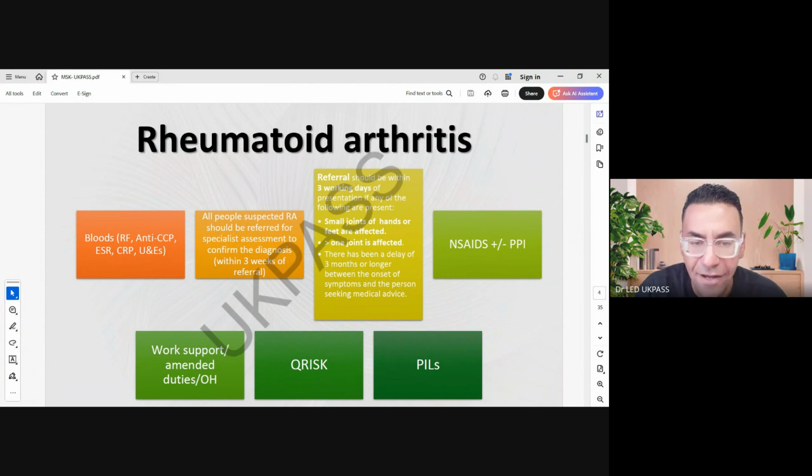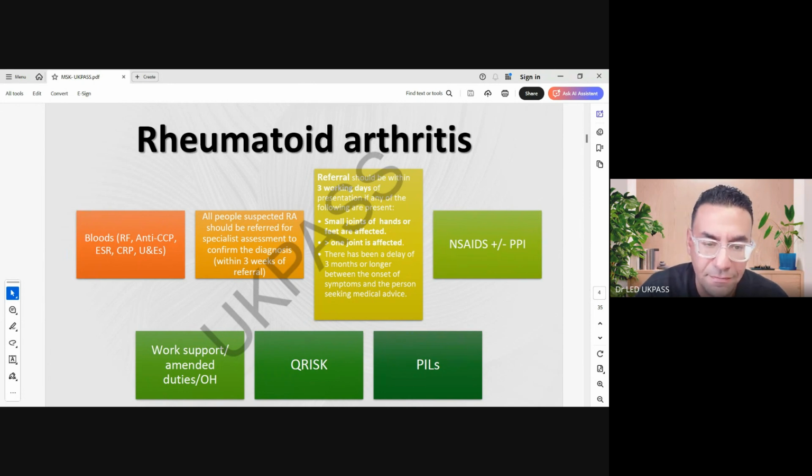Okay, now rheumatoid arthritis, how would you get a flavor? How would you confirm the diagnosis of rheumatoid arthritis? This is a part of your management. You need to know how to confirm the diagnosis of rheumatoid arthritis. What are the blood tests? Actually, they've been mentioned here in front of you.